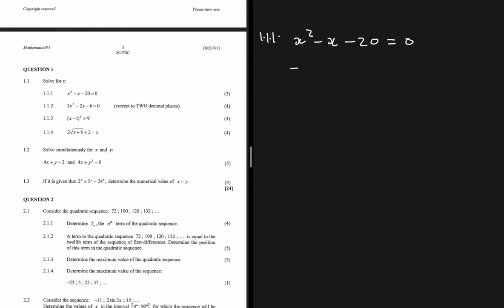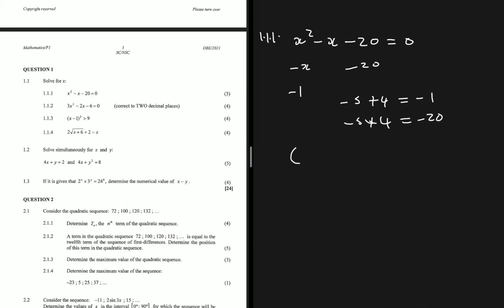The middle term is minus x, and the third term is minus 20. What are factors of minus 20 that when we add, we can get minus 1, because the coefficient of minus x is minus 1? If you add minus 5 and 4, you're going to get minus 1. But if you multiply them, you're going to get minus 20. So minus 5 and plus 4 are the factors which you can use to factorize this.